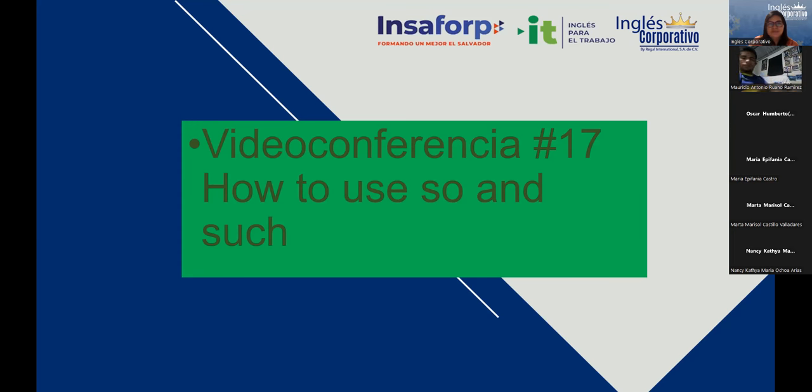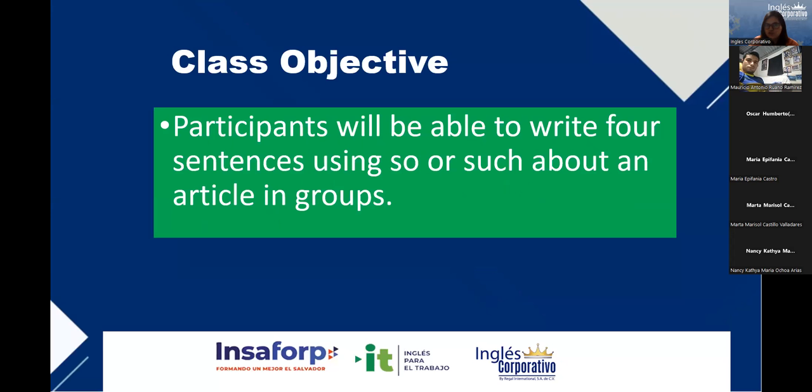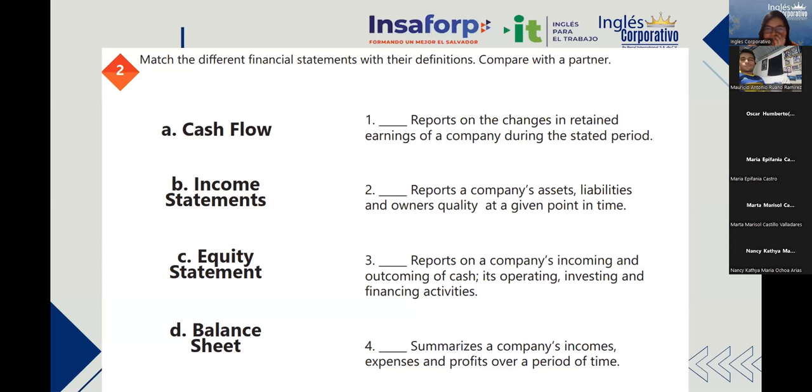Okay. So the name of the unit here is how to use so and such. And the objective: participants will be able to write four sentences using so and such about an article in groups, right? Just remember we were working with this vocabulary yesterday. So look at the words, match them with the correct definition. Do you remember?